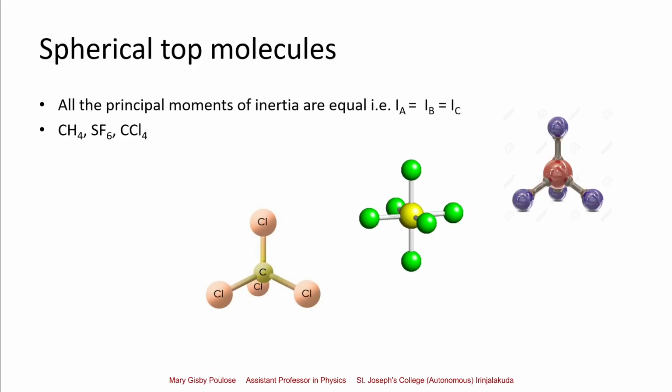If we look into these molecules, we can see that all of them are similar if we view them from any axis. They will all look the same from any direction. And hence, even if this molecule is rotating, we don't observe any dipole moment change. Hence, they do not give a rotational spectrum.